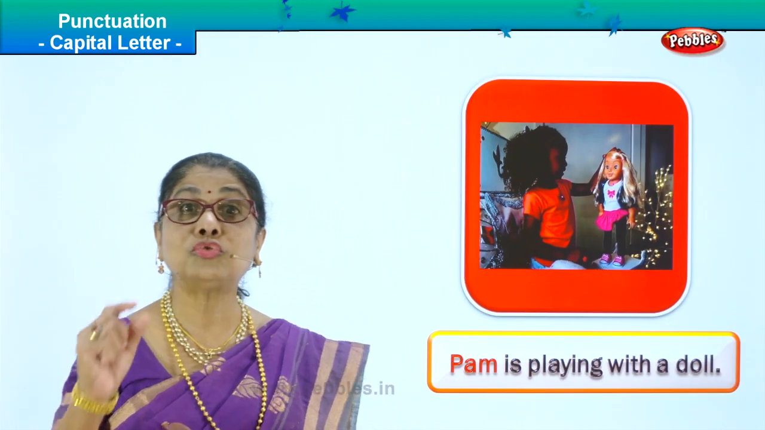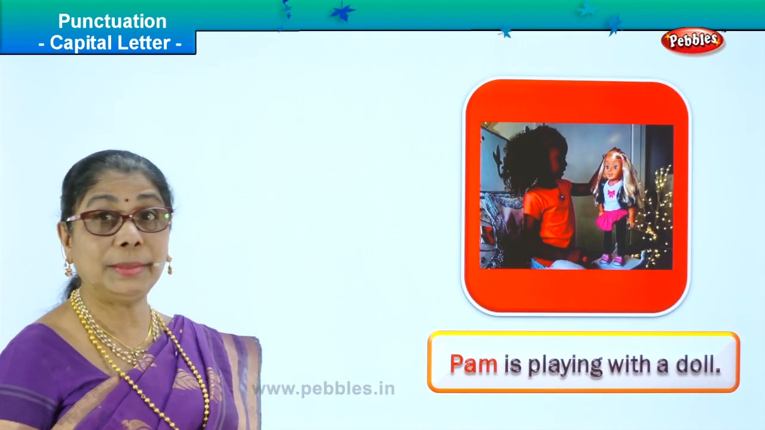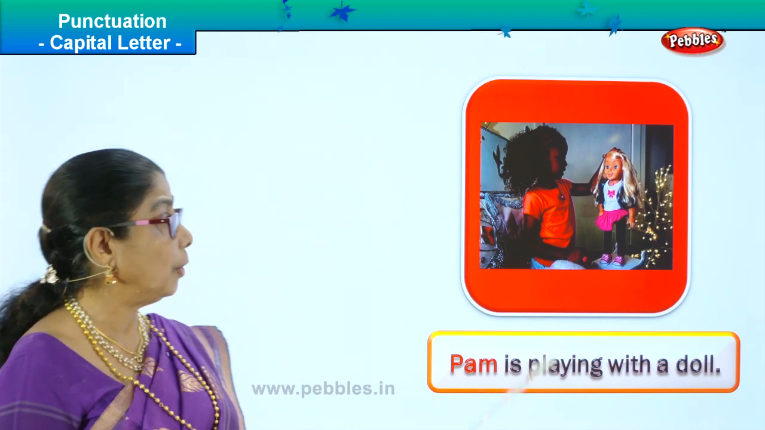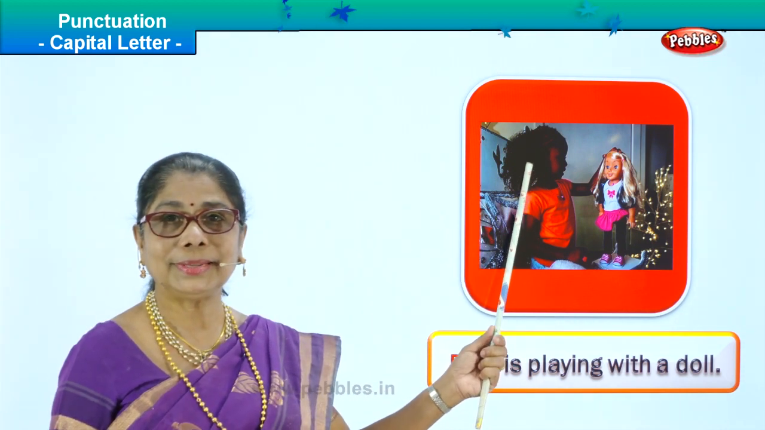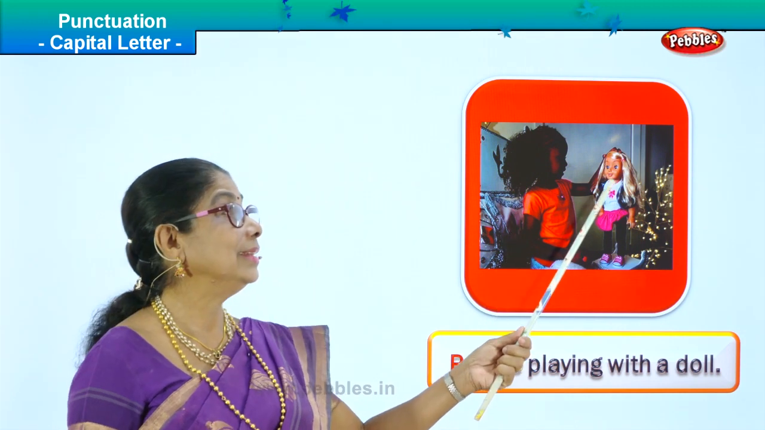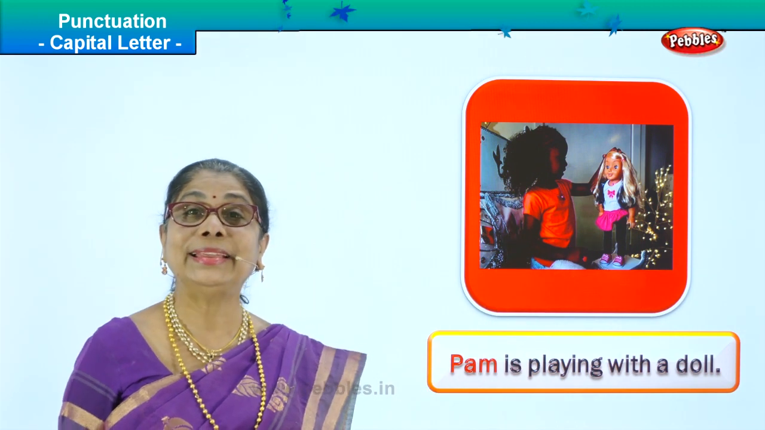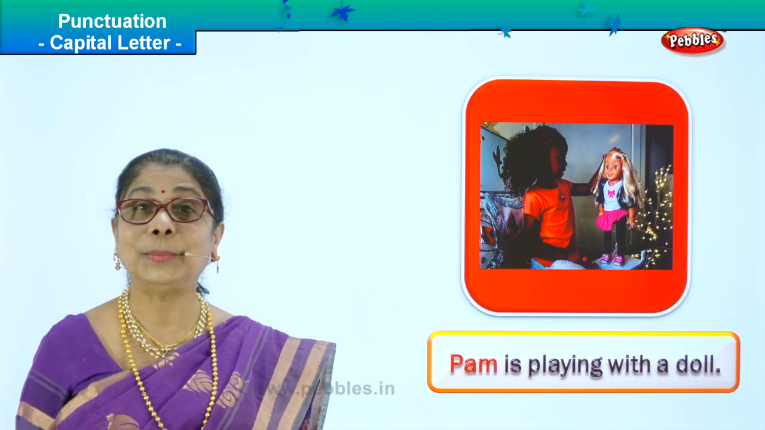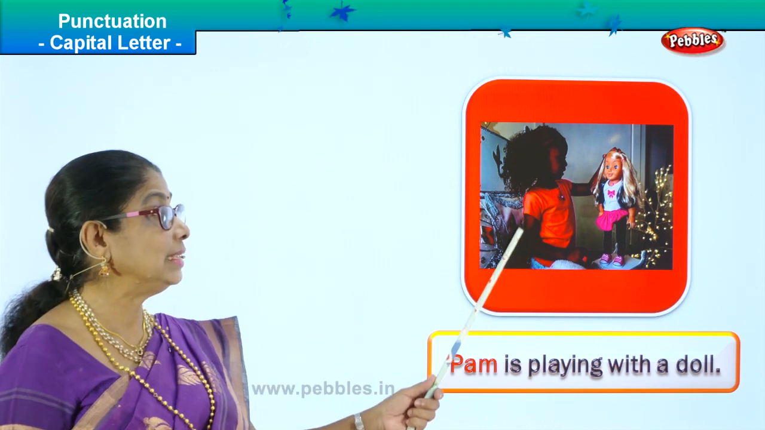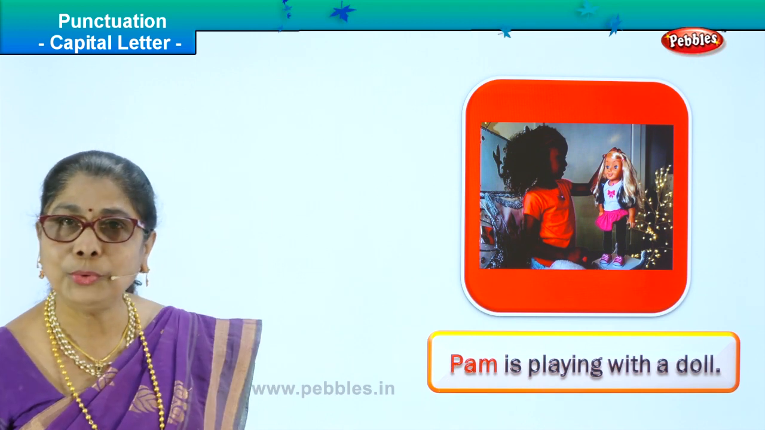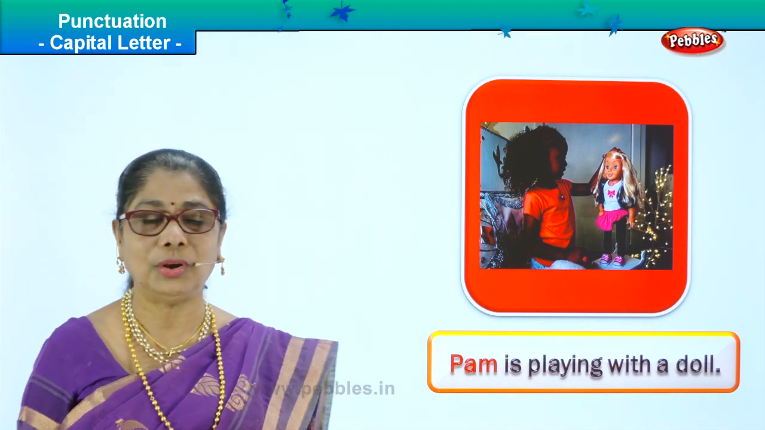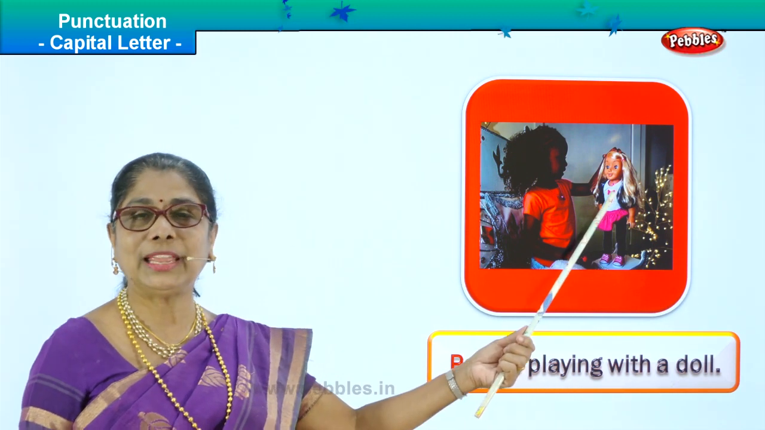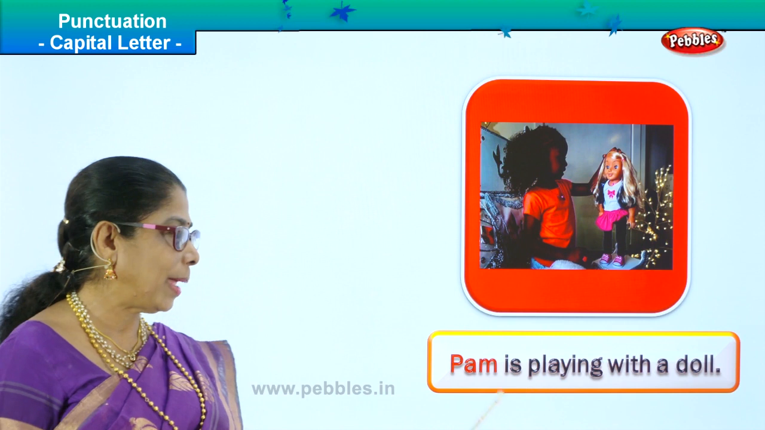Are you enjoying use of capital letter? Yes, name of place, name of person has to be in capital letter. Now, who is this? Yes, Pam is here. She's got a doll in her hand. She's dressing up, combing the little doll's hair. Who is this? Pam. What is Pam doing? She's playing with her doll. Pam is playing with a doll. Someone gave her a little cute doll, so Pam is playing.